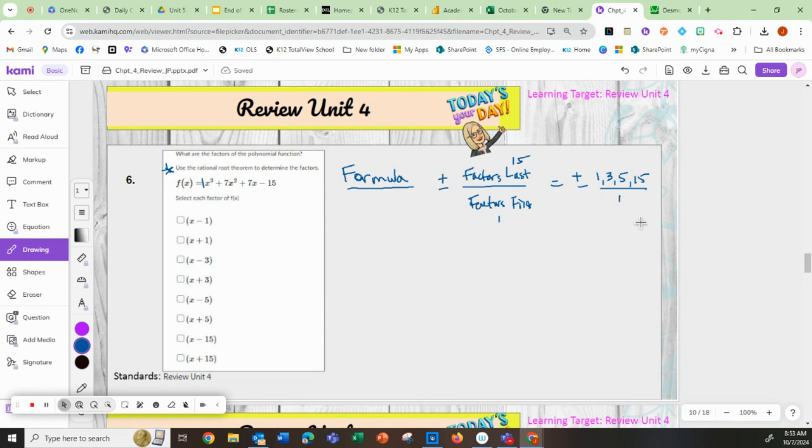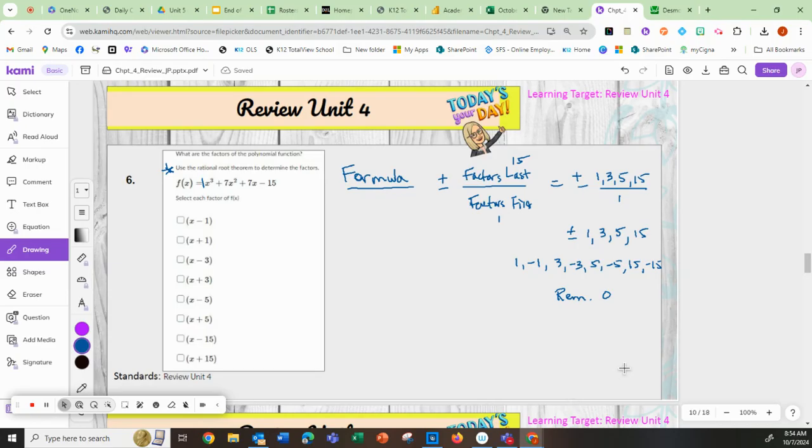divided by factors of 1, which are 1. I could have more factors on the bottom, which would produce more possible rational roots. I just do 1 divided by 1, plus and minus. 1 divided by 1 is 1, 3 divided by 1 is 3, 5 divided by 1 is 5, and 15 divided by 1 is 15. So your possible roots would be positive 1, negative 1, positive 3, negative 3, positive 5, negative 5, positive 15, and negative 15. We could do synthetic division for every single one of these, and what you're looking for is a remainder of 0.